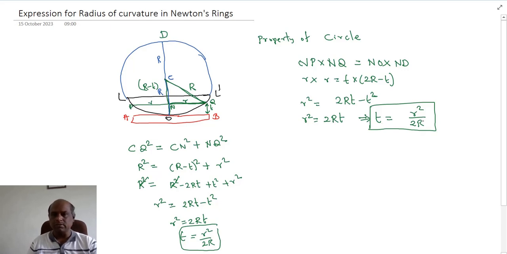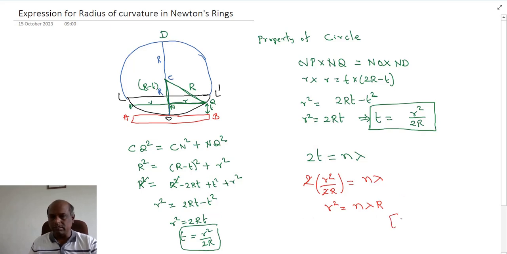Now, as you know, T is equal to r square by 2R. This T value we will substitute in the destructive condition. What is the destructive condition for Newton's rings? 2t is equal to n lambda. So in this 2t is equal to n lambda, if you substitute 2, and what is the t value? r square by 2R is equal to n lambda. So 2 cancels. So r square is equivalent to n lambda R.